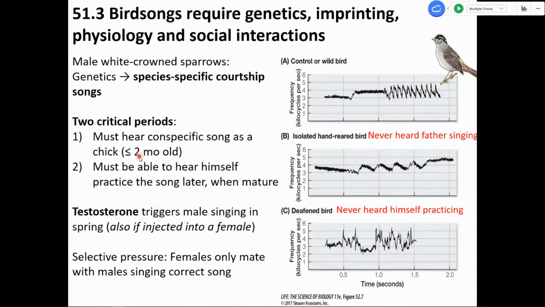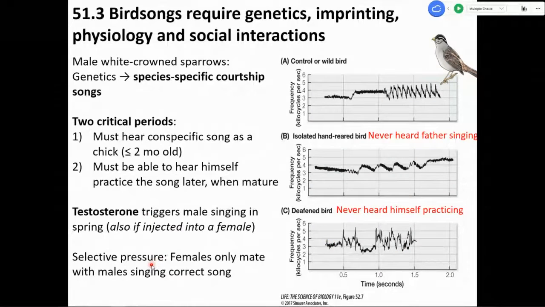The other critical period is that testosterone, as they mature and become sexually mature, is what turns on their singing during the breeding season. And when that happens, they have to be able to hear themselves singing and practicing, basically like singing in the bathroom, to refine the song to get it right. And so this poor little bird down here was deafened. It could try practicing, but never be able to hear itself, and it does not produce the correct song.